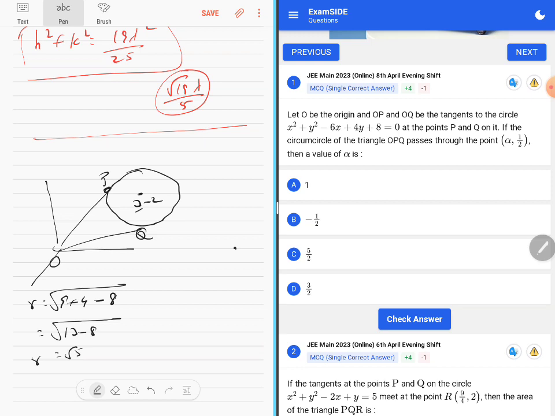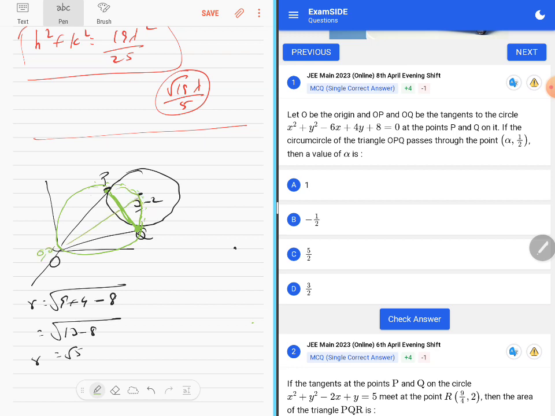If the circumcircle of the triangle OPQ passes through the point... So for the circumcircle of OPQ, just join P and Q, you have a triangle OPQ, and there is going to be a circle which passes through this. So you should know that this is a chord in contact with the tangents, and therefore you should assume that this is passing through (3, -2).